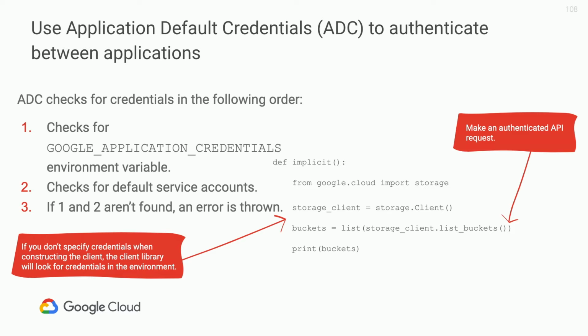Again, there are 3 steps for the application to be authenticated. First, the application will check the GOOGLE_APPLICATION_CREDENTIALS environment variable. If there is any file path specified there, it will go and take a look at those key files and use them to authenticate. If not, it will then look at the default service account that you set in your project. Finally, if 1 or 2 are not found, then an error will be thrown in your application.